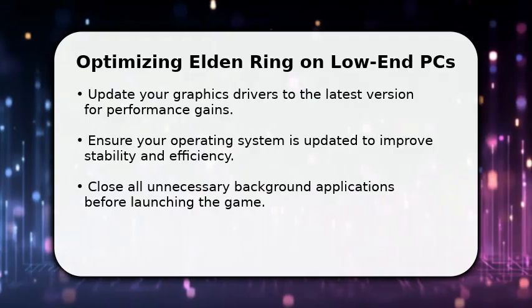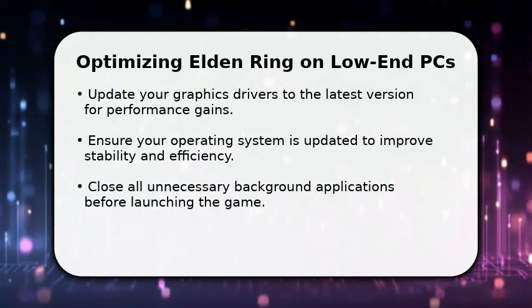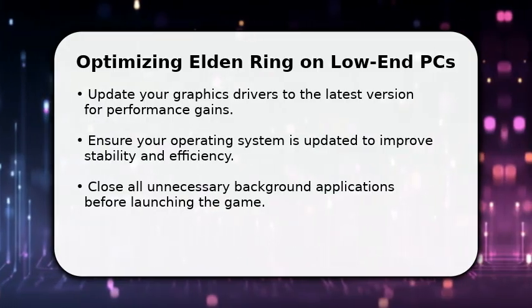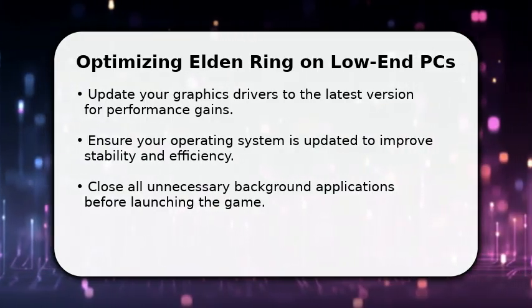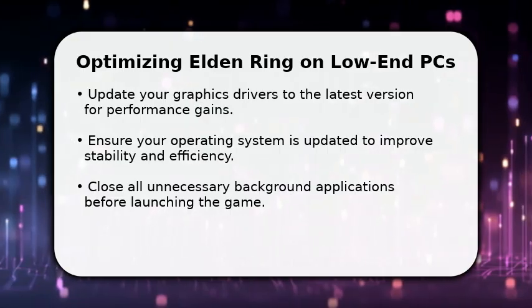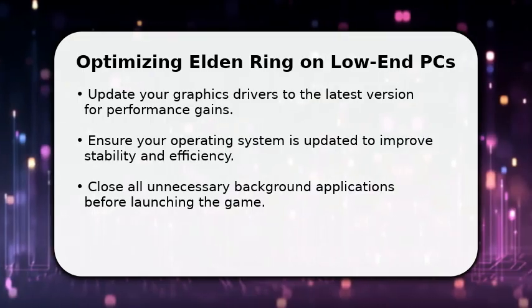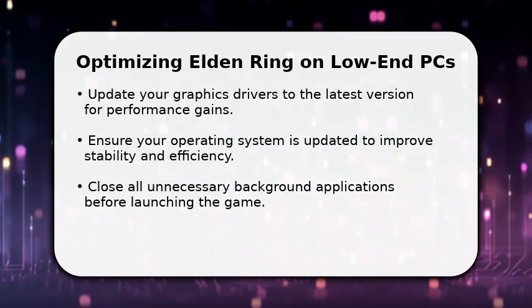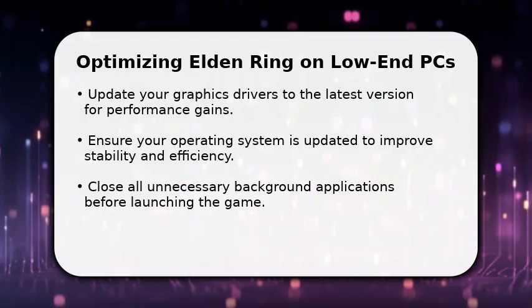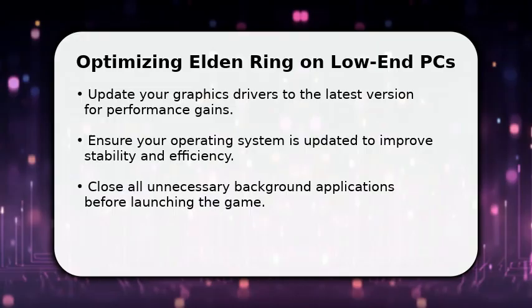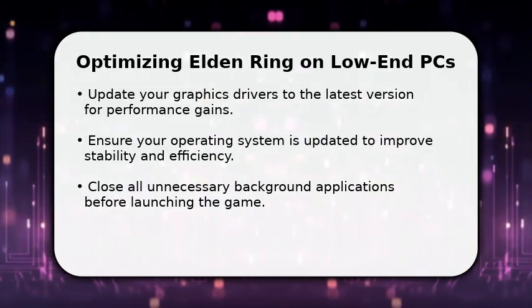In this video, I will explain how to play Elden Ring on a low-end PC. First, let's cover essential initial steps. Always update your graphics drivers to the newest version. This alone can boost performance by 10 to 15%. Also, ensure your operating system is current. Finally, close all background apps like web browsers or chat programs to free up valuable system resources for the game.